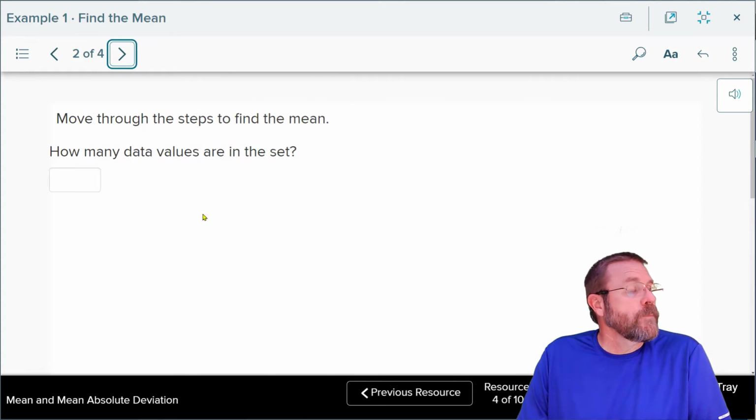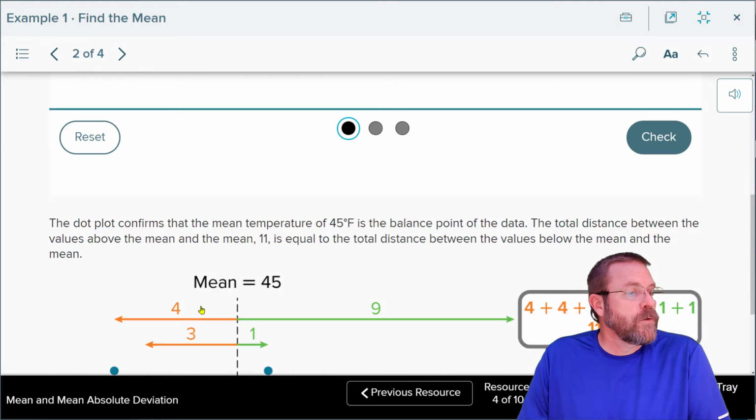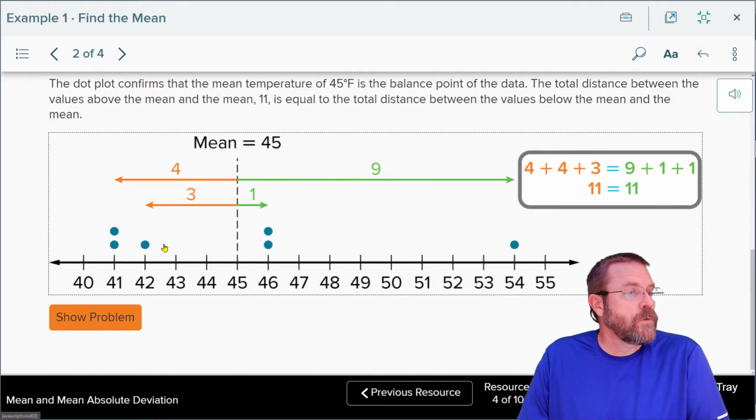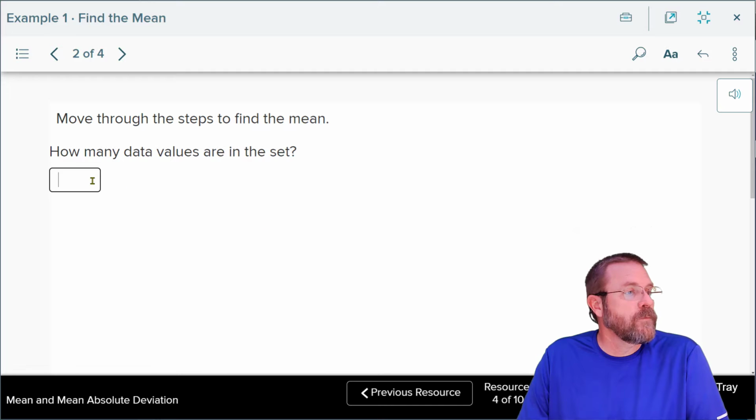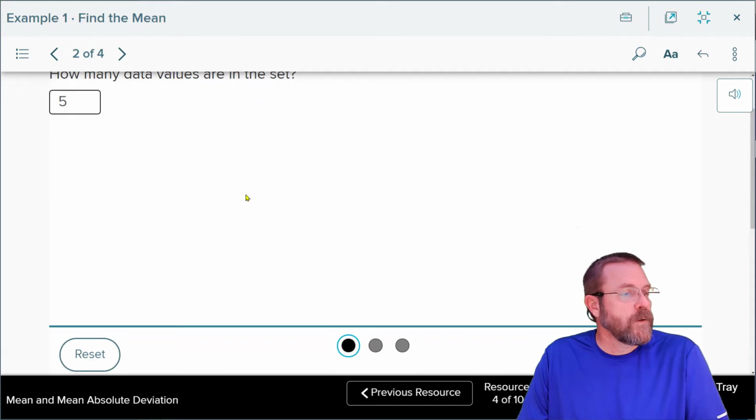Let's keep going here. So we're going to move through the steps to find the mean. First off, how many data values do we have? We have 1, 2, 3, 4, 5 data values that they've given us. So we have 5 data values we need to look at.